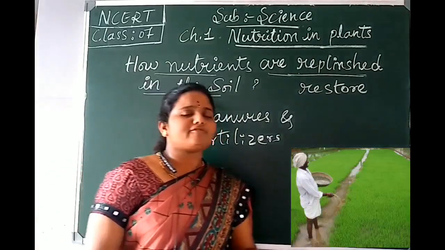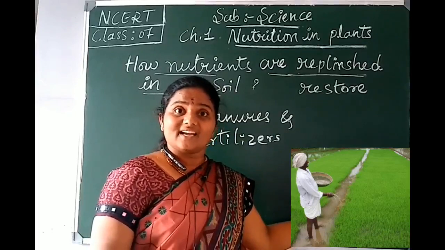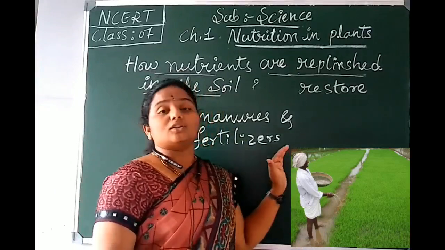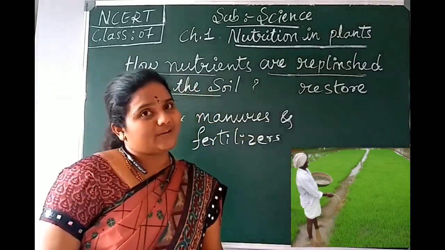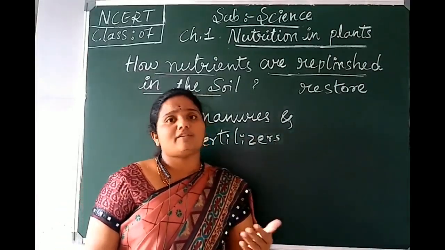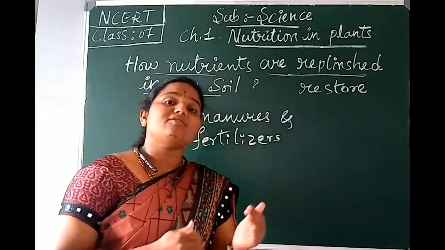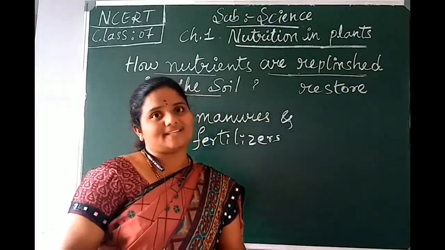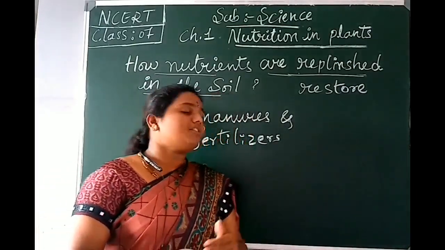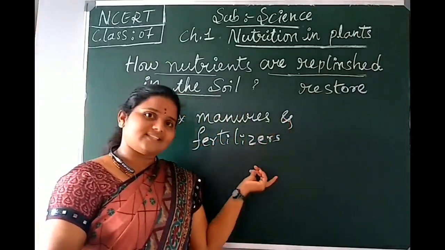Have you seen, children, farmers spreading manures and fertilizers to the fields and gardens, isn't it? Why do they do so? In order to supplement the soil with essential nutrients. If the plants continuously use the nutrients available in the soil, what happens? The nutrients may decline. So in those places the plants cannot grow healthily. So the farmer is adding nutrients in the form of manures and fertilizers.